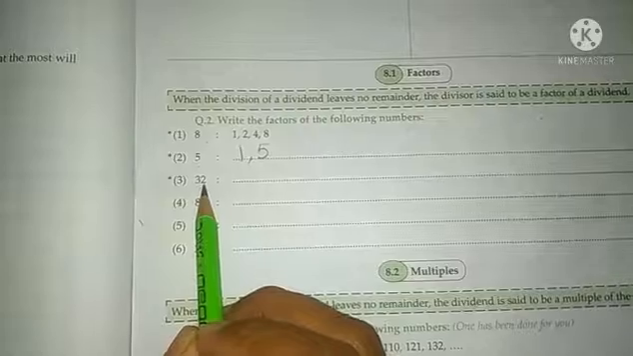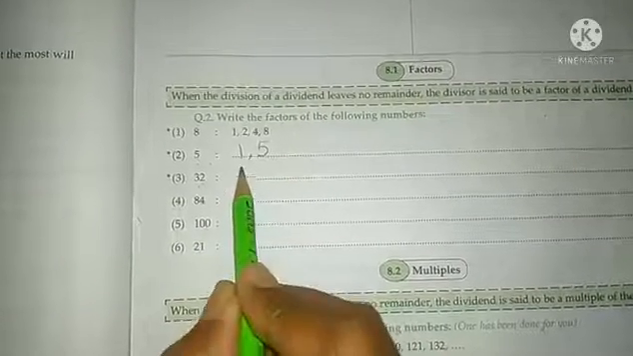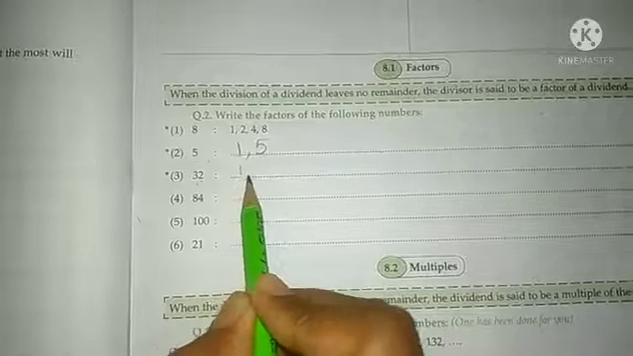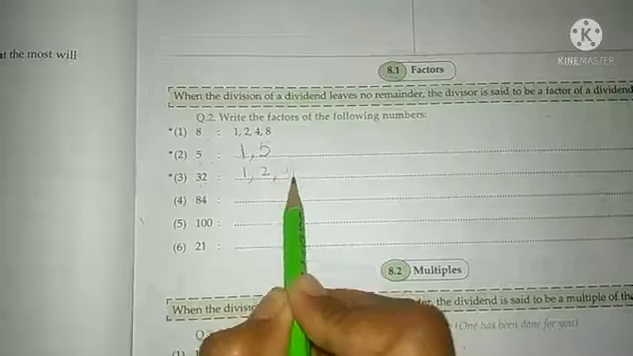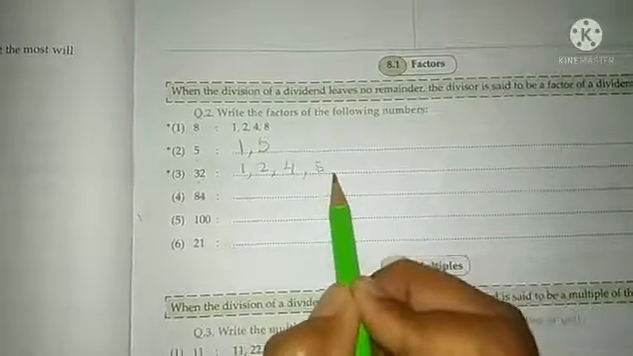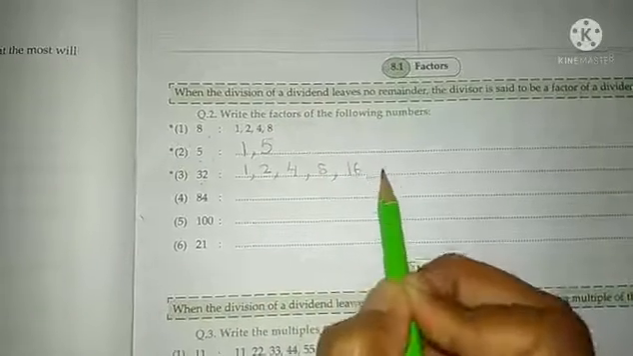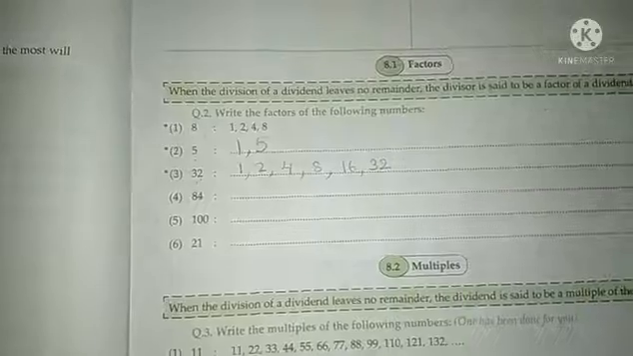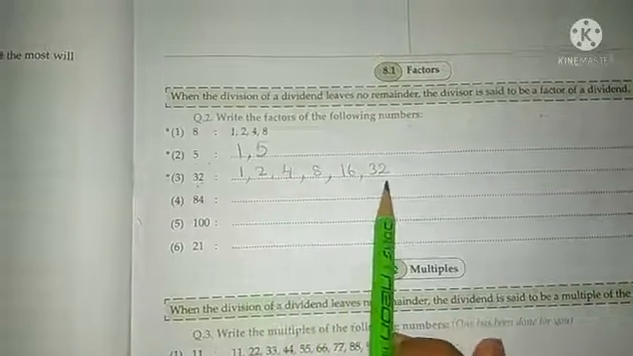Now we have to write down the factors of 32. So what are the factors of 32? That is 1. Clear? Then 32 is there in 2's table. Then 32 is there in 4's table. Then 32 is there in 8's table, then it is there in 16's table, and 32 is there in 32's table. Clear? So the factors of 32 are 1, 2, 4, 8, 16 and 32.